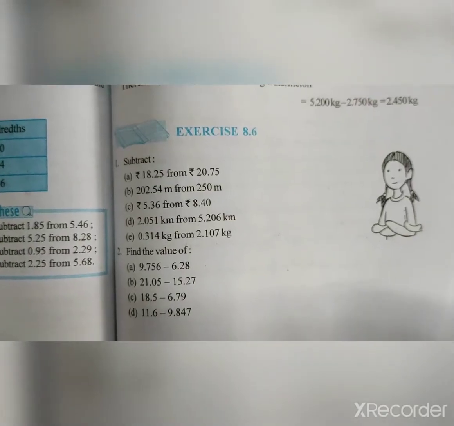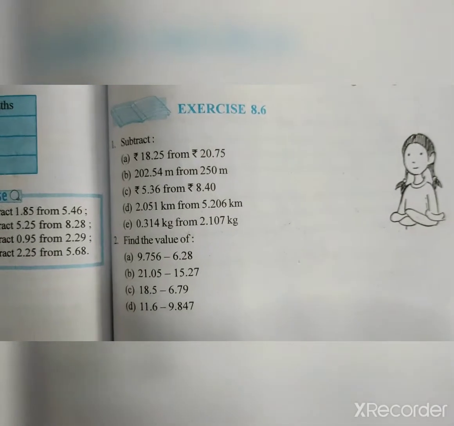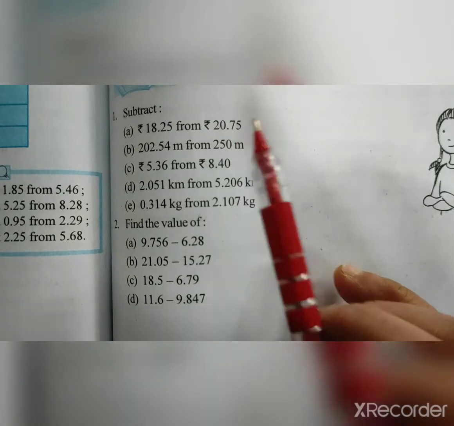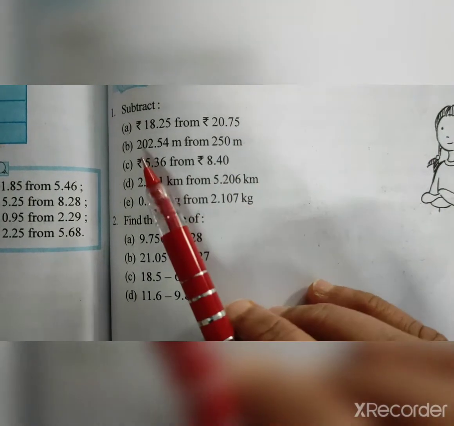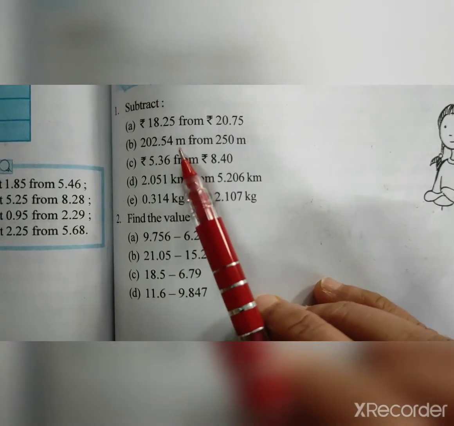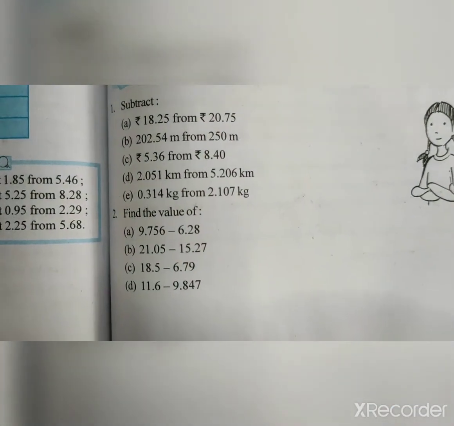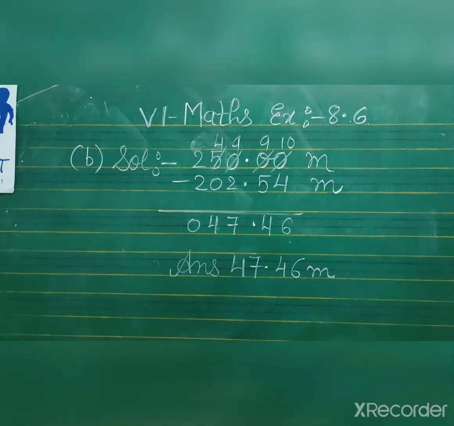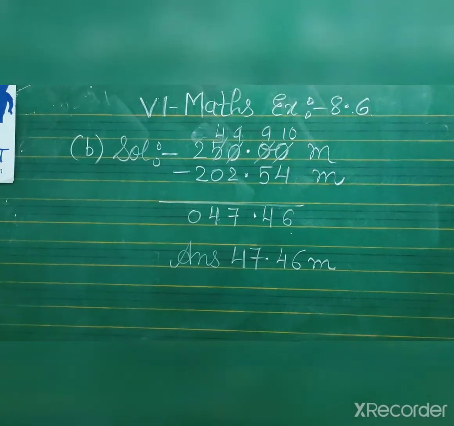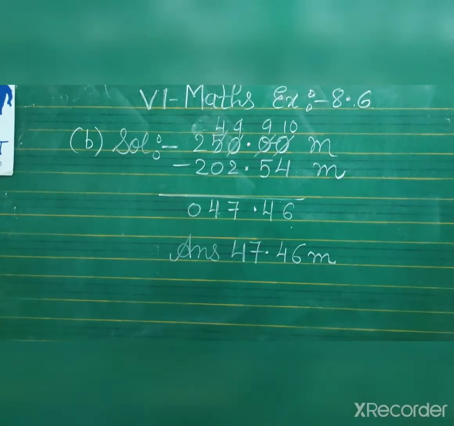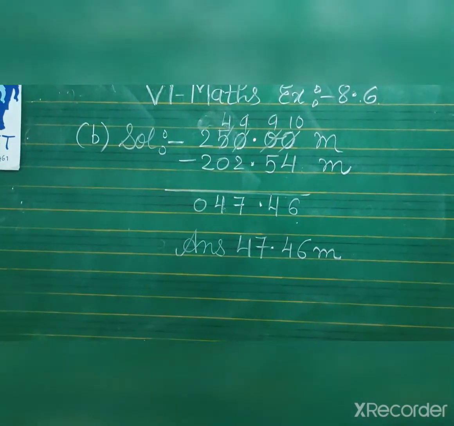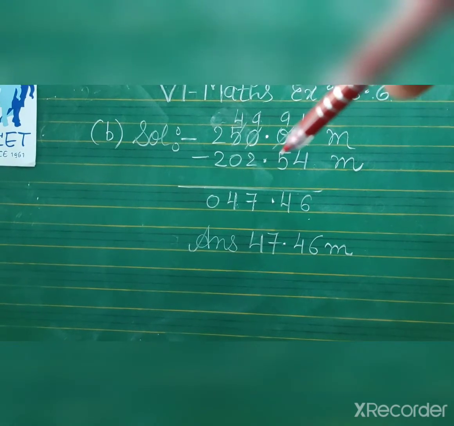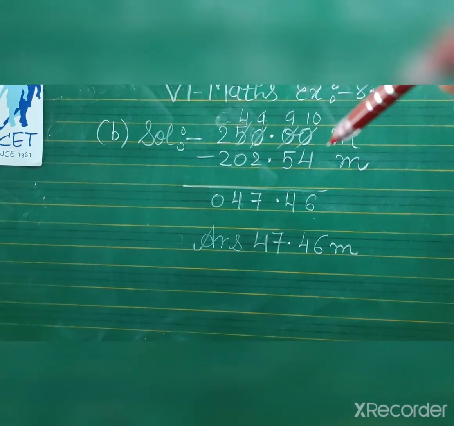Let us start exercise 8.6. Subtract. Sub-question A, you can solve. B, 202.54 meter from 250, I am solving. Exercise 8.6, 250 meter minus 202.54 meter. So you can see here 250 only is there. So after decimal, we will put 2 zeros because here after decimal 2 digits are there.